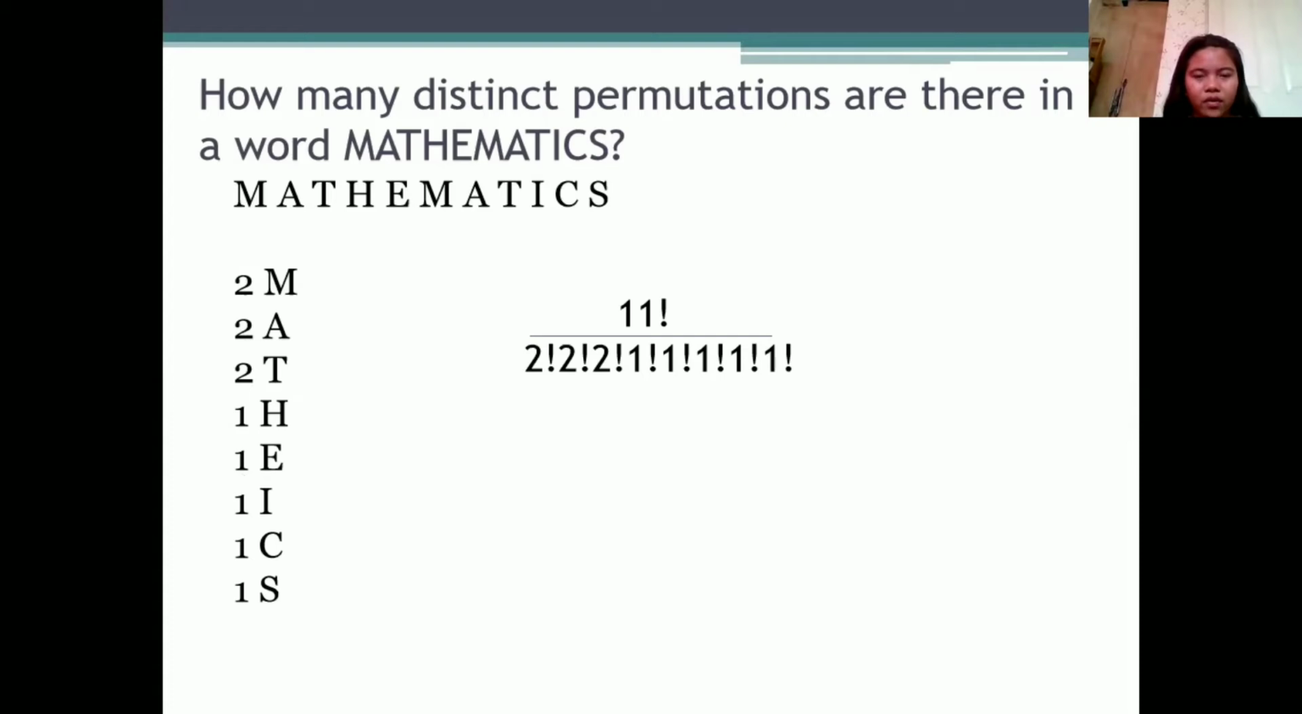That's why we have 11 factorial at the numerator. And in the denominator, we have 2 factorial times 2 factorial times 2 factorial times 1 factorial times 1 factorial times 1 factorial times 1 factorial times 1 factorial, which is equal to 4,989,600.